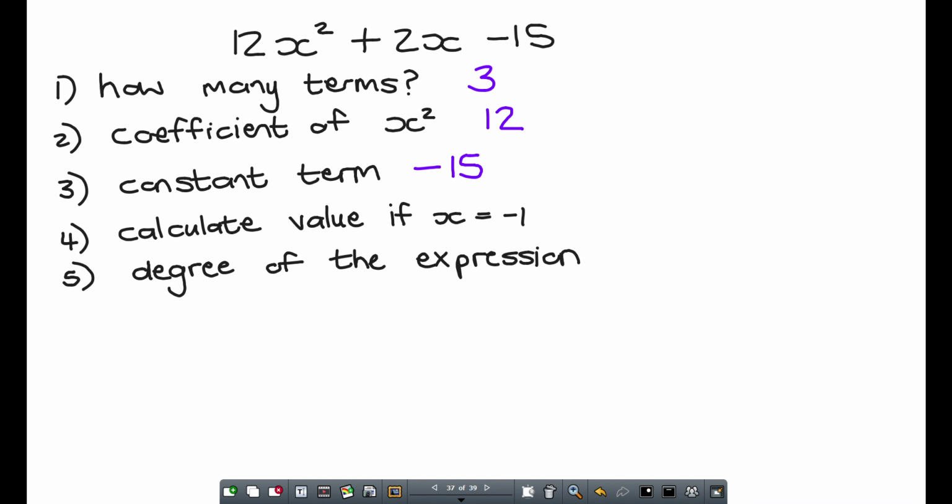Okay, good. Now number 4, I'm asking calculate the value if x is equal to minus 1. So now I've got to use that expression, 12x squared plus 2x minus 15, but instead of x, there we go, I'm going to take that out. I'm rather going to say minus 1. And over here, instead of x, I'm going to say minus 1. You guys get that? Okay, but I can't stop there. I now have to go and simplify.